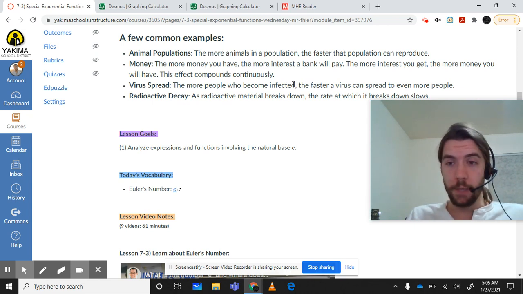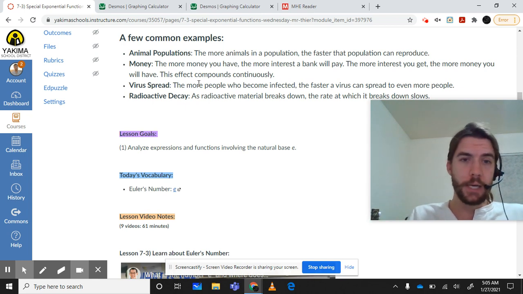Right now, we're dealing with a big virus, so the more people who become infected, the faster that virus will be able to spread, right? If you have more people with it, the faster it can spread to more people.